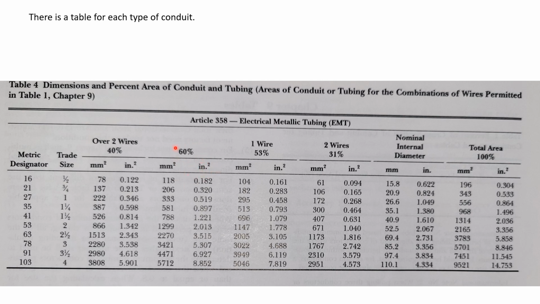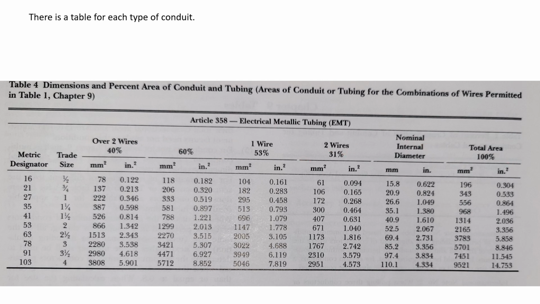Okay, so this is our square inches. This is how much we can fill. We can fill up to 0.182 square inches in a half-inch conduit. If we do one wire, this is the number. If we do two wires, this is the number. The nominal inside diameter might be nice to know, but it doesn't really matter. You're not going to need that information. It's not that complicated. So that's Table 4, and that's how Table 4 works.